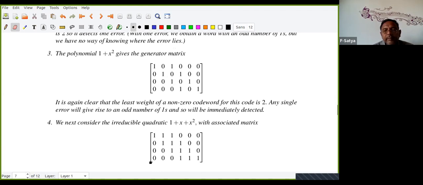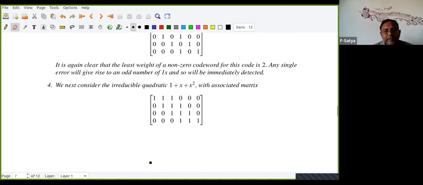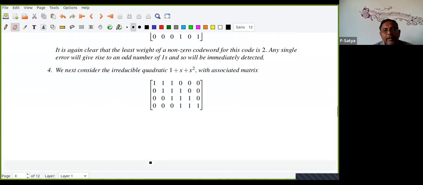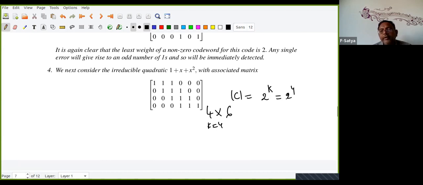Now for this the matrix is like this, right? Now you try to check that. So I wrote all the 16 code words in this case. Why 16? The size is 4 cross 6, right? So the k value is equal to 4. Therefore, the cardinality of C is equal to 2 power k, 2 power 4. 16 code words will be there, right?